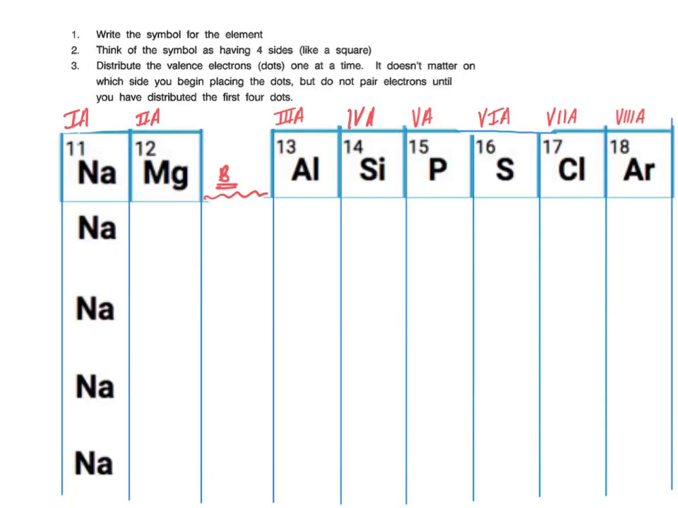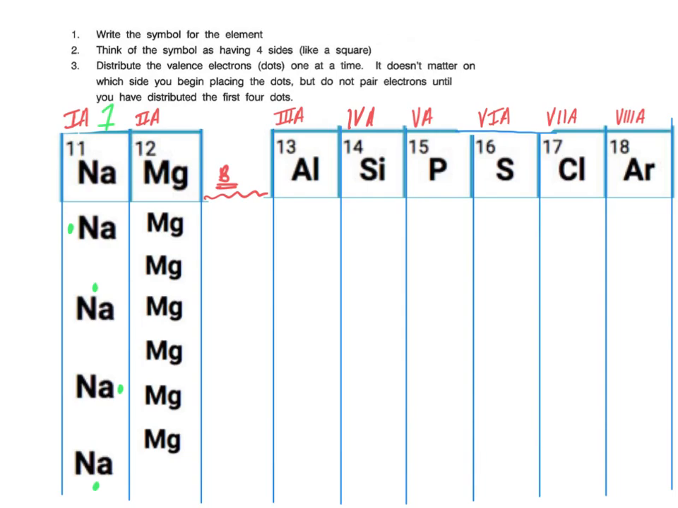So let's focus on just the third period. We'll start with sodium. Sodium is group 1A, so it has just 1 dot. That dot can go on any one of the 4 sides. So it could be here, or here, or here, or here. Top, bottom, right, or left, doesn't matter. That's it.